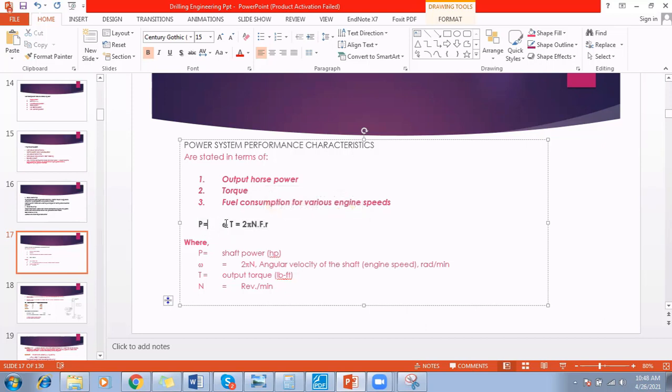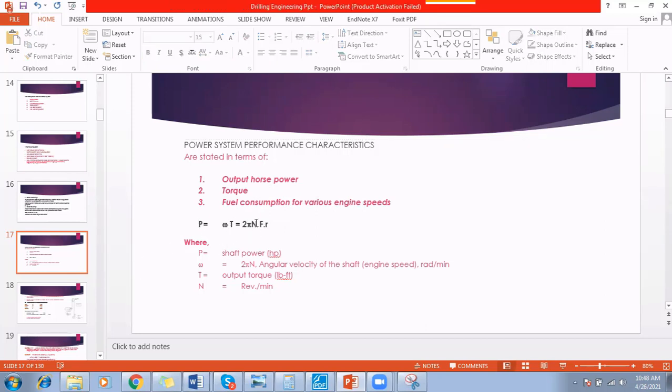Here you can see that it is omega, and omega is the angular velocity, which is equivalent to 2 pi n. Torque is the product of the force and the radius, and here you can see that it is just a replacement of these terms. So this is the overall shaft power of any power system.